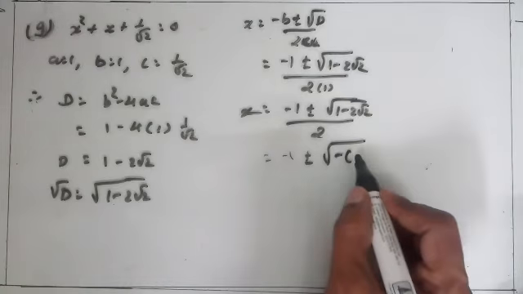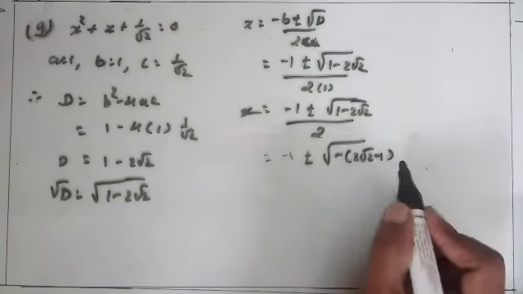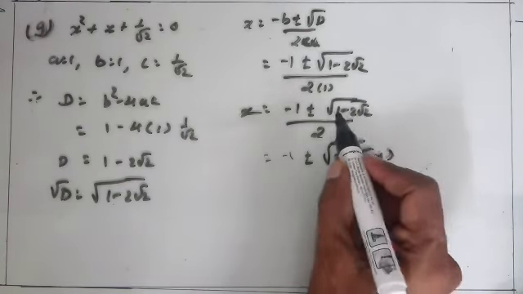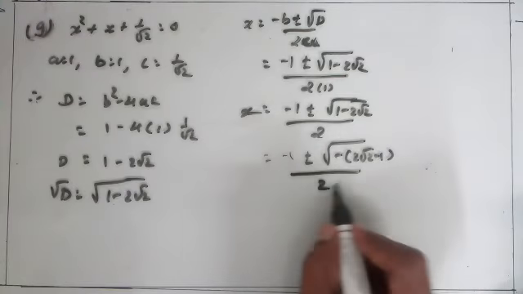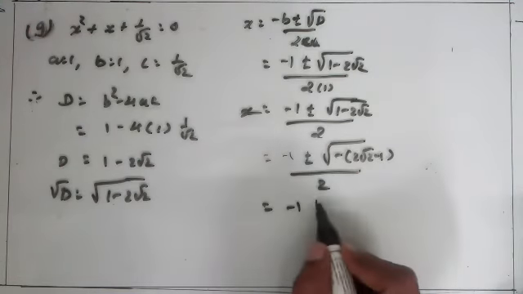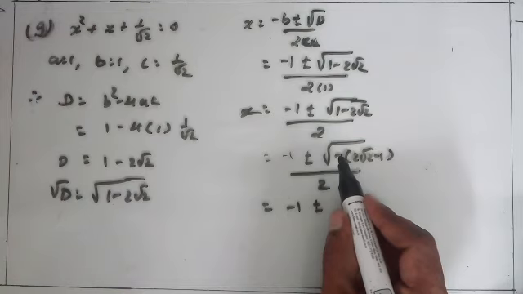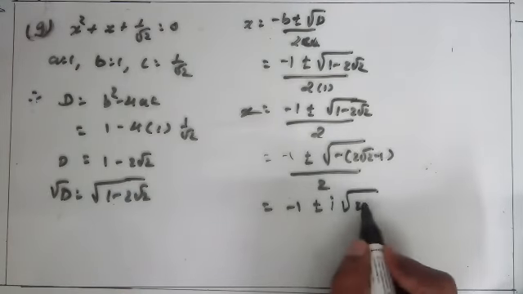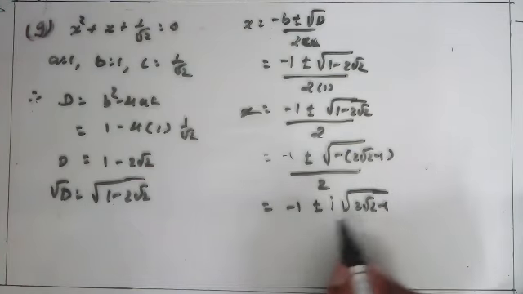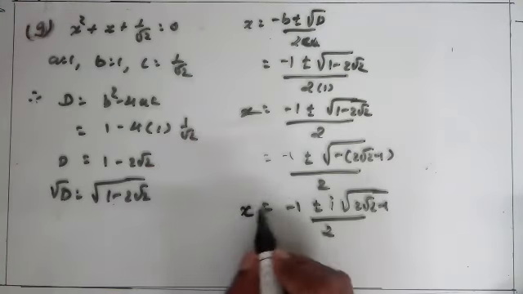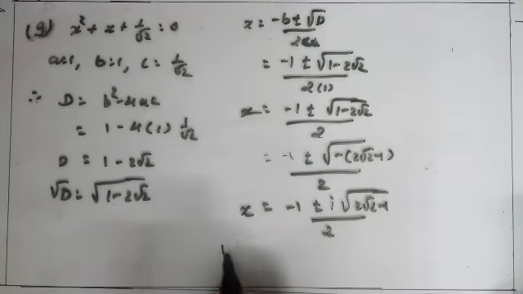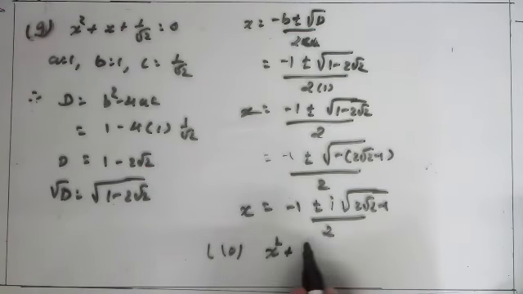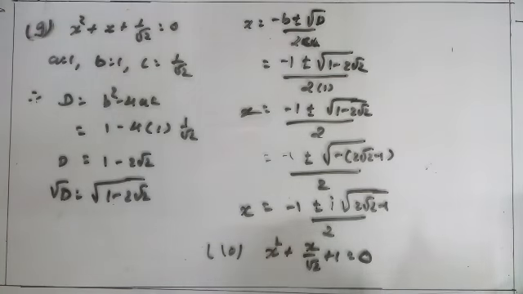From this, taking minus common, root of minus into bracket 2 root 2 minus 1, because 2 root 2 is greater than 1, upon 2. So x is equal to minus 1 plus or minus, minus 1 is equal to i square, square root of i square equal to i, root of 2 root 2 minus 1 upon 2. This becomes the solution. Clear? Applying the same, we are able to solve question number 10, x square plus x upon root 2 plus 1 is equal to 0.